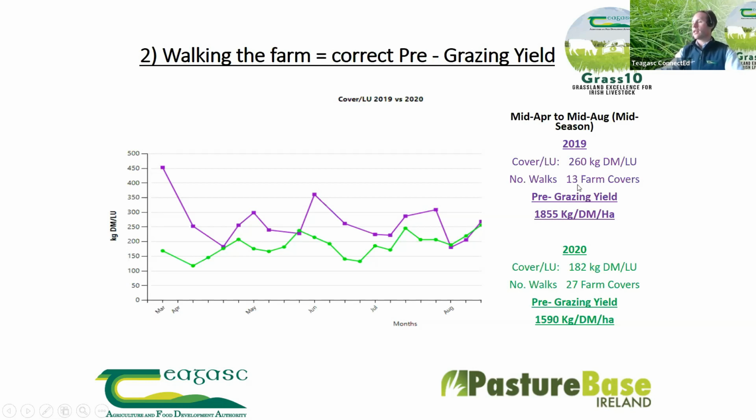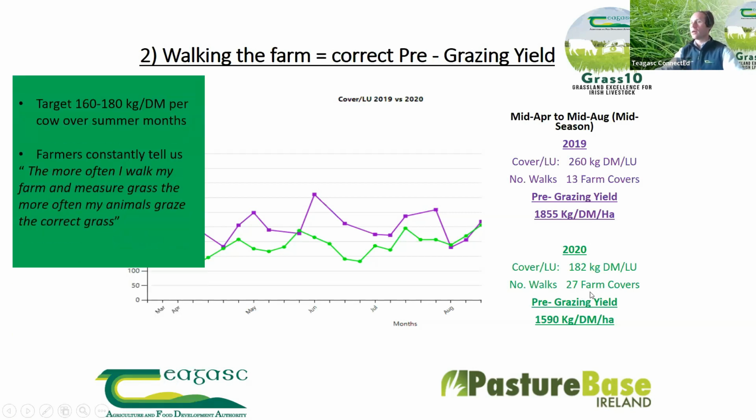He was only completing 13 farm covers over the summer period from March to late August, and his cover per livestock unit, remember we said this wanted to be between 160 and 180, was at 260. The following year, cover per livestock unit was at 180, bang on the money where we wanted to be. And the reason was he'd walked the farm 27 times. The pre-grazing yield was down to 50-90, probably could take a little bit more off it, but still huge improvements in a year.